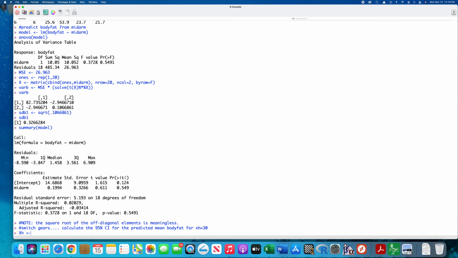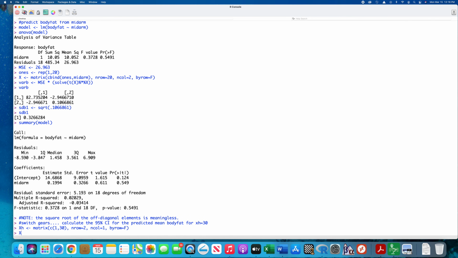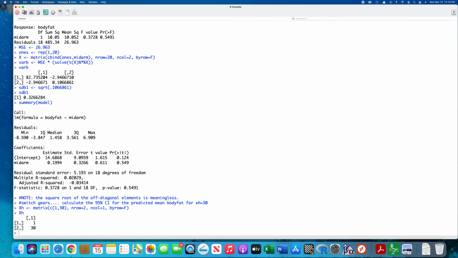All right, so I'm just going to use 1, 30. So I know that I need 2 rows, and the column will be equal to 1. And again, I'm creating XH, not the transpose of it just yet. And byrow equal false. Small matrix, not going to take up much, so I can see that I get what I want there. Now I'm going to go ahead and get my predicted value.